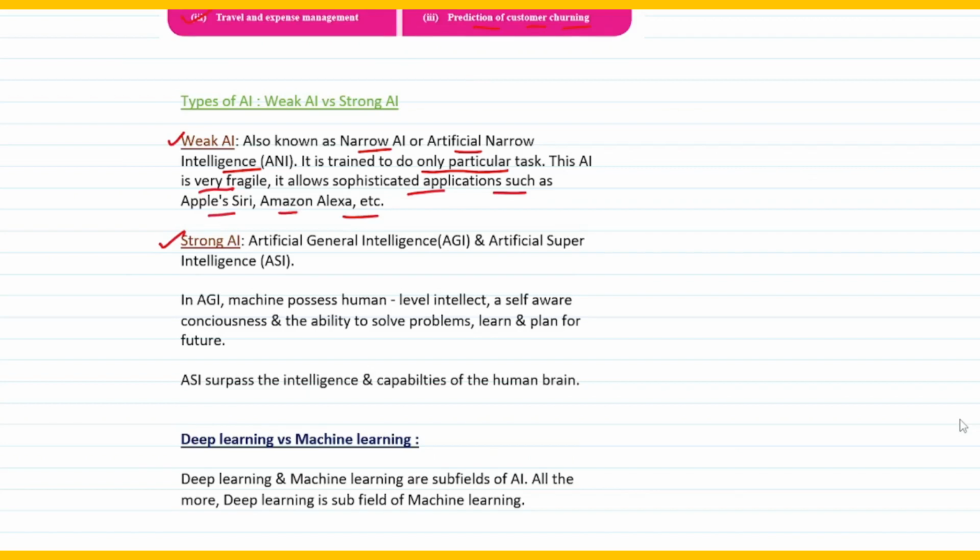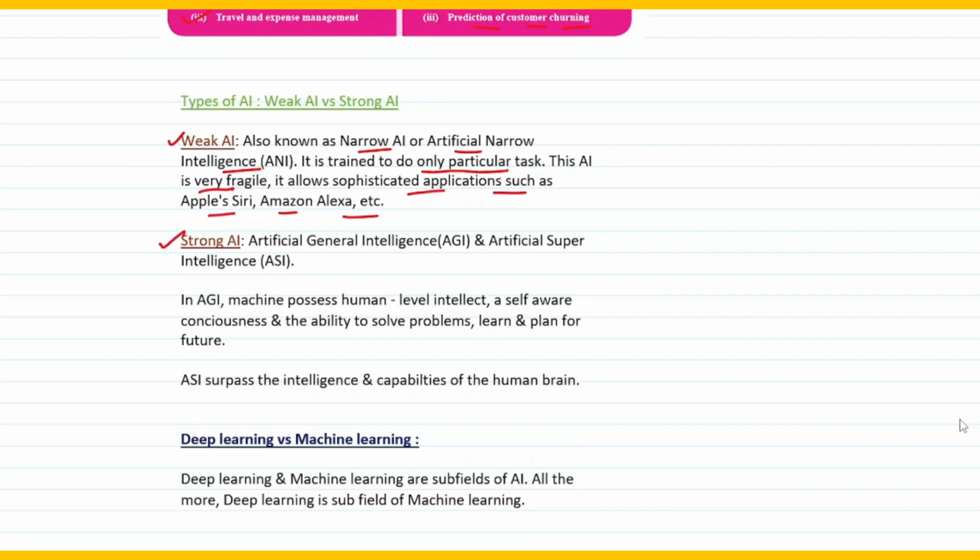So weak AI, also known as narrow AI or artificial narrow intelligence, is trained only to do a particular task. This AI is very fragile. That means it is very easy to manipulate, or rather it is not so strong, and it allows sophisticated applications such as Apple Siri, Amazon Alexa, etc.